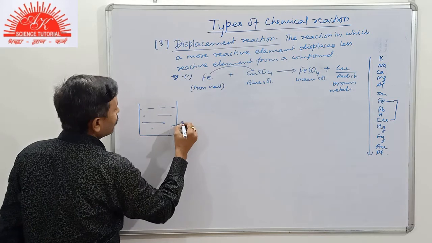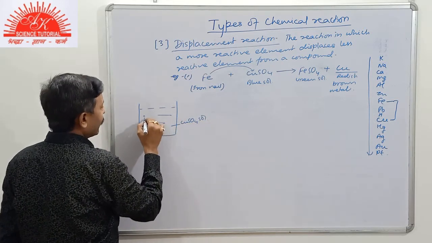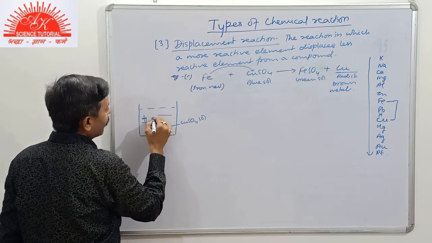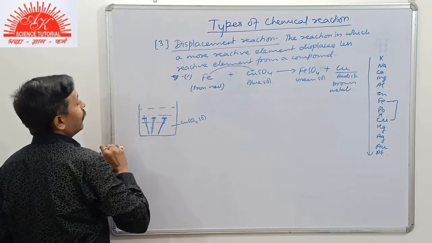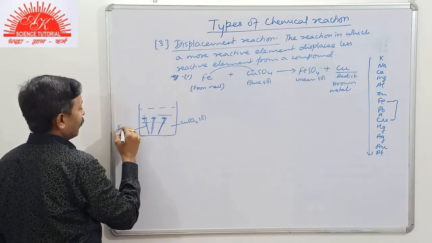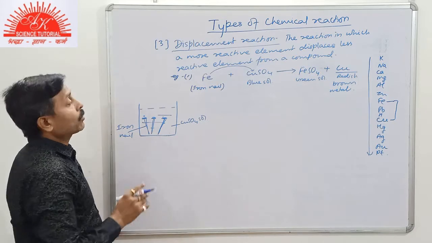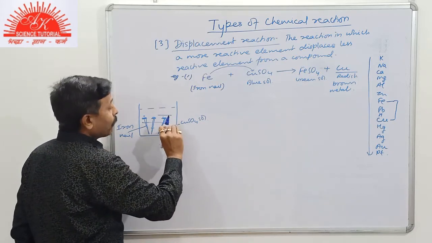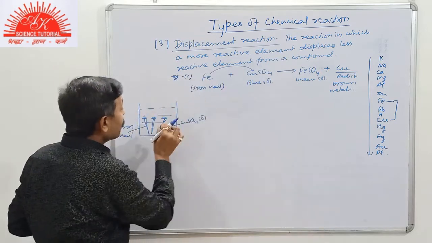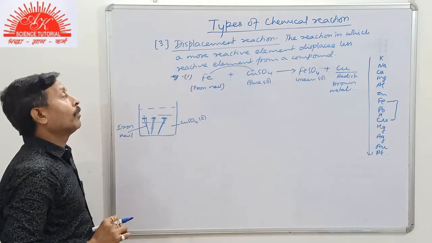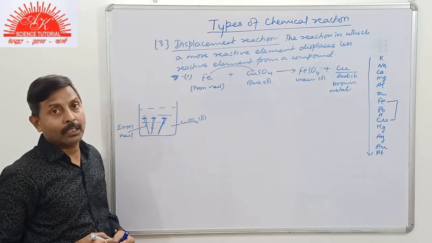So suppose we take this reaction as an experiment. We take CuSO4 solution which is blue in color and some iron nails are placed. Now after some time we observe gradually that the blue color of the solution changes to green and reddish brown metal gets deposited over the nails. So this is due to the displacement reaction.